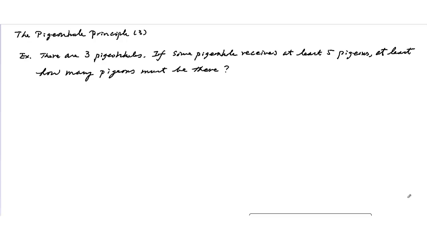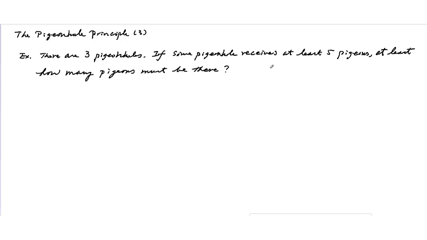The previous version is, we are given a number of pigeons and a number of pigeonholes, then we can be sure some pigeonhole receives at least 1, which means there are 2 or more. So here, if we know some pigeonhole has at least 5, then how many pigeons must be there in total? So it's a different version.